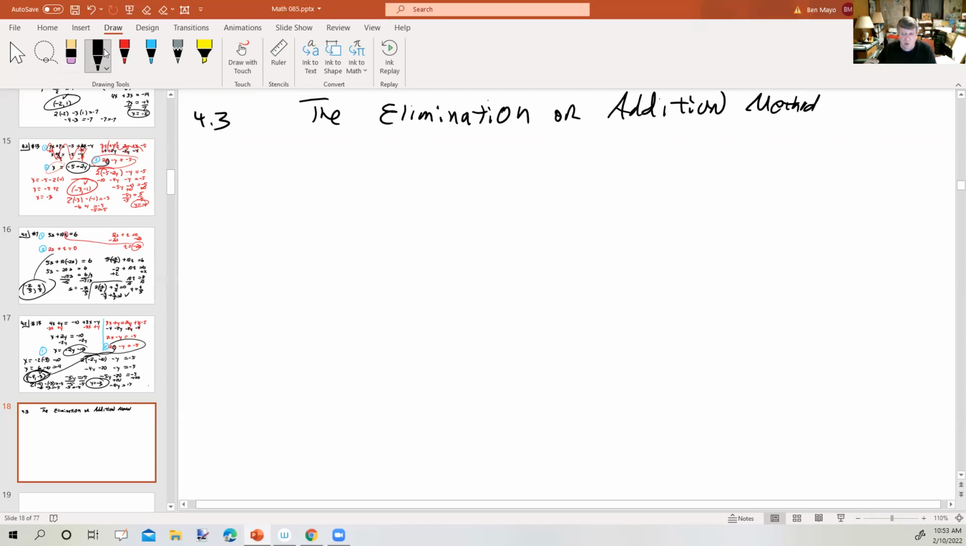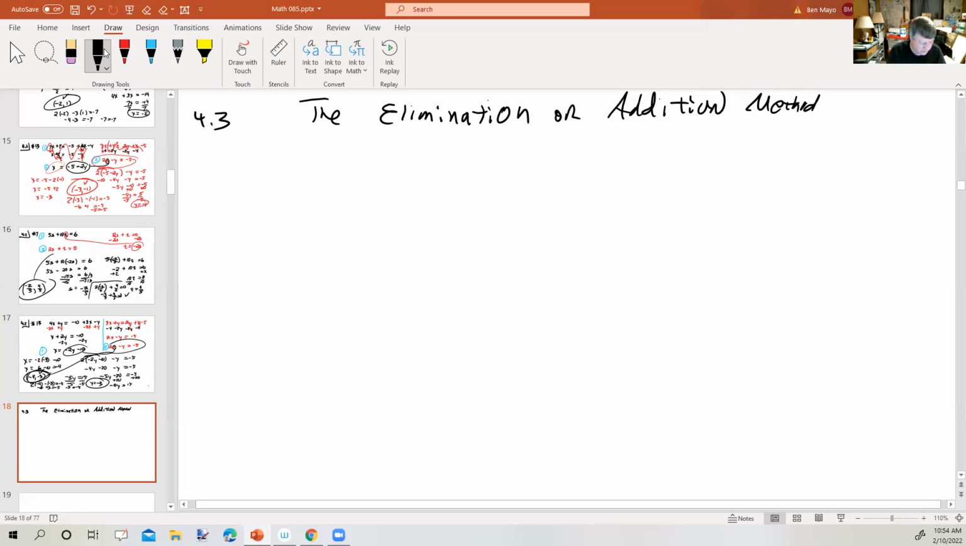Steps 3, 4, and 5 are the same as substitution. Steps 1 and 2 lead to how we get the one equation with one unknown. Once we've got that, step 3, 4, and 5, we solve the equation for the unknown, plug it into one equation, get the result, check it in the other equation. But how we get to that one equation with one unknown is different in the elimination or addition method.